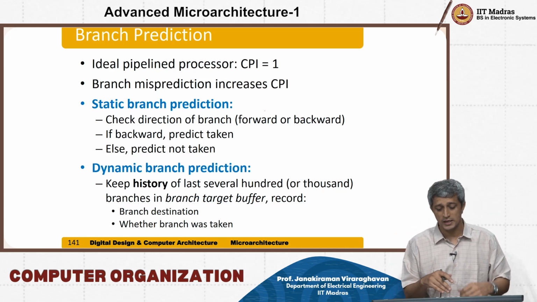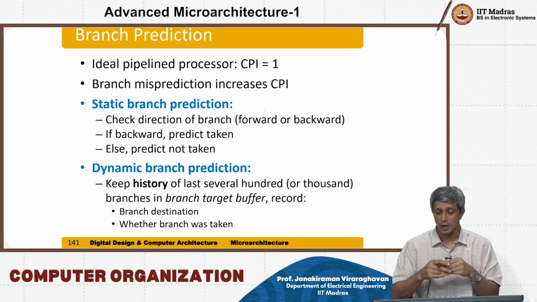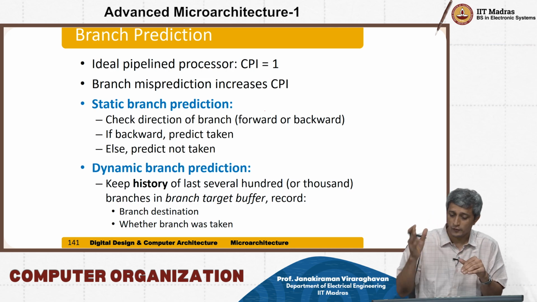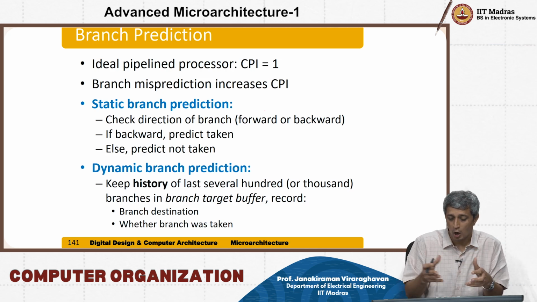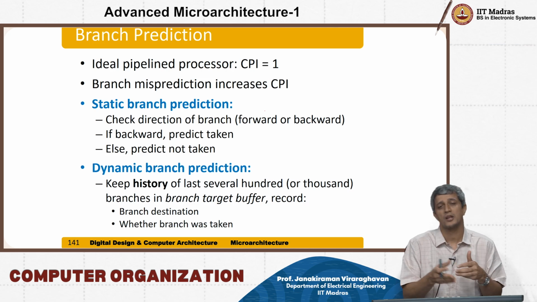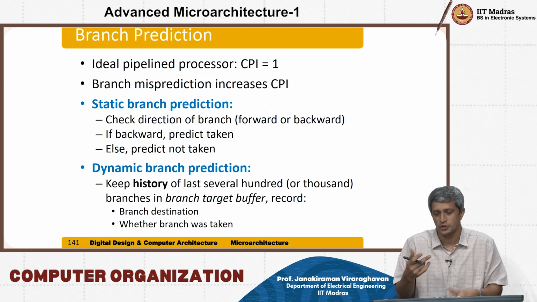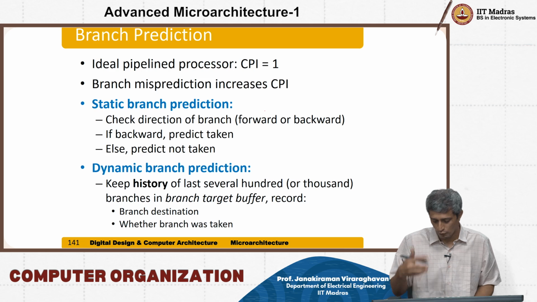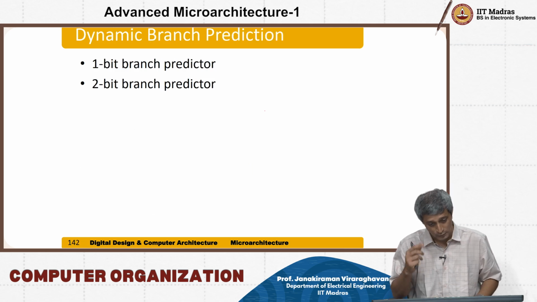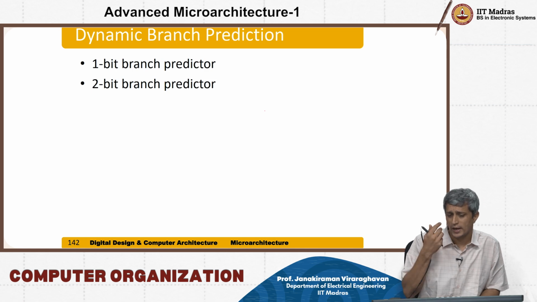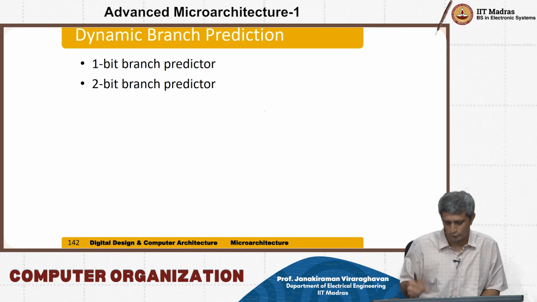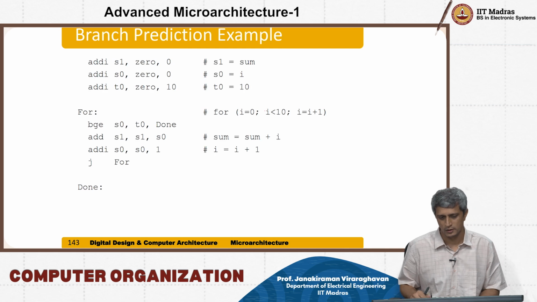Now what we are saying is dynamic branch prediction, right? So you keep history of the last several hundred or thousands of branches in a branch target buffer. Record the branch destination, whether the branch was taken. Use this information to improve your branch prediction. So you can do multiple things. You can have just 1 bit for branch prediction or 2 bits for branch prediction.